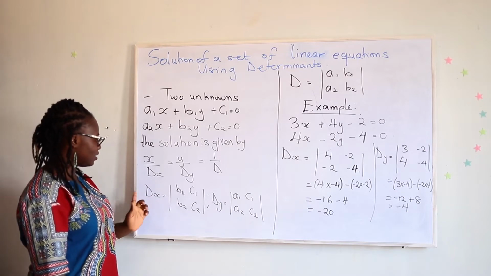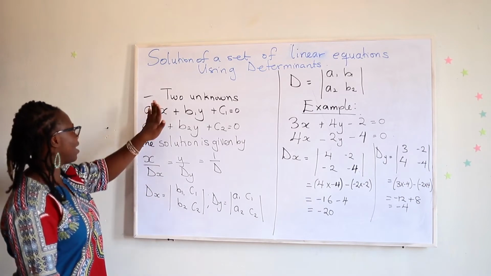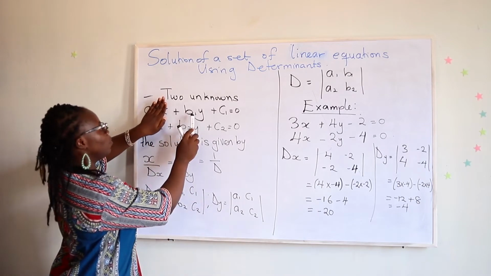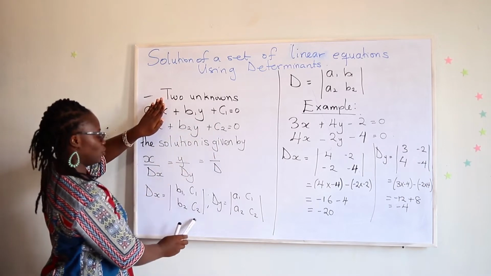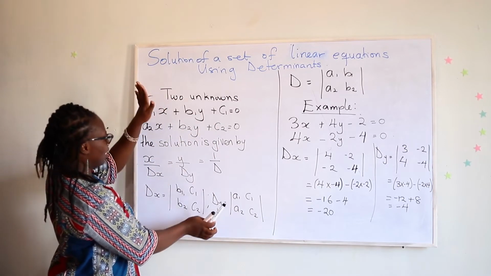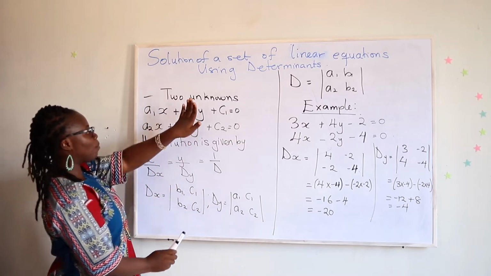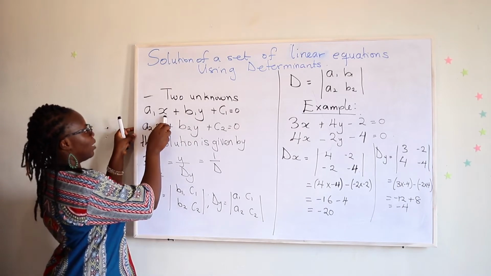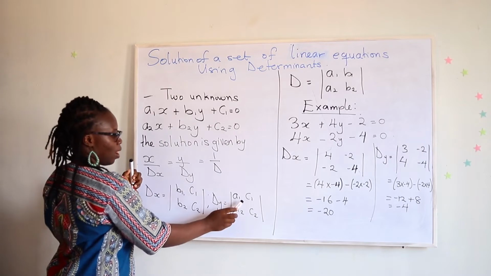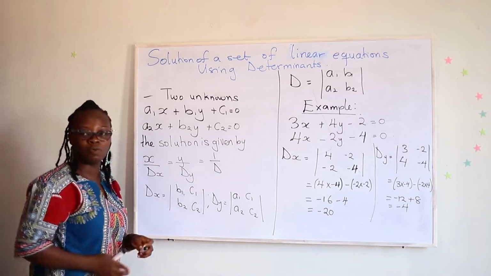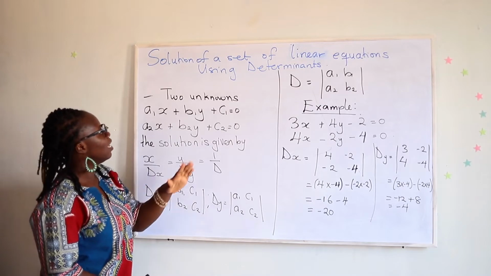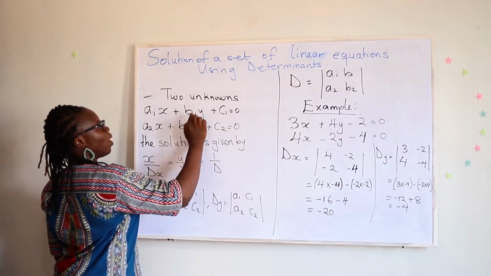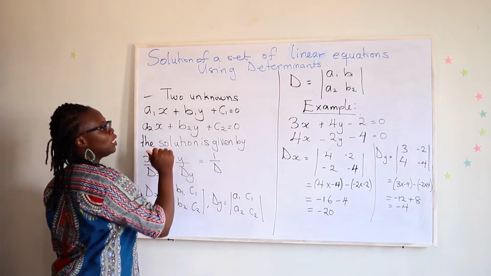What is the x, one may ask? The dx is the determinant if I cover up x. So if I cover up x, this is what I have: the matrix b1, c1, b2, c2. So that is the determinant. Then dy is, if I cover up y, you only see a1, c1, then a2, c2, so you find the determinant. And d is when I cover up my constants. This is what I have: a1, b1, a2, b2.